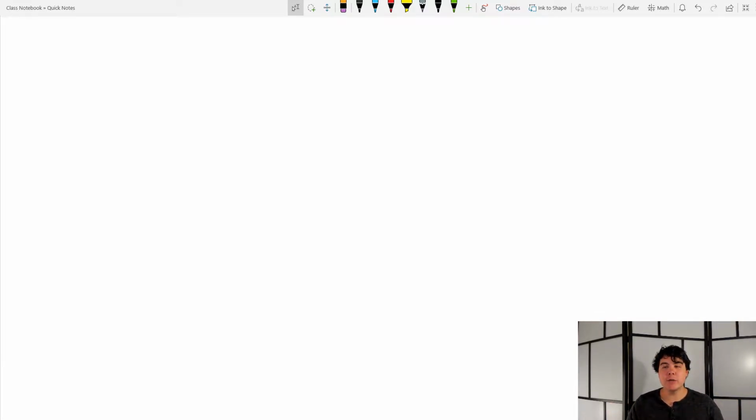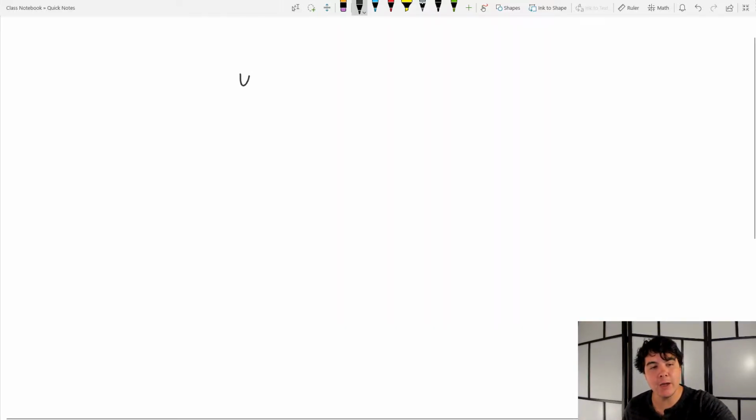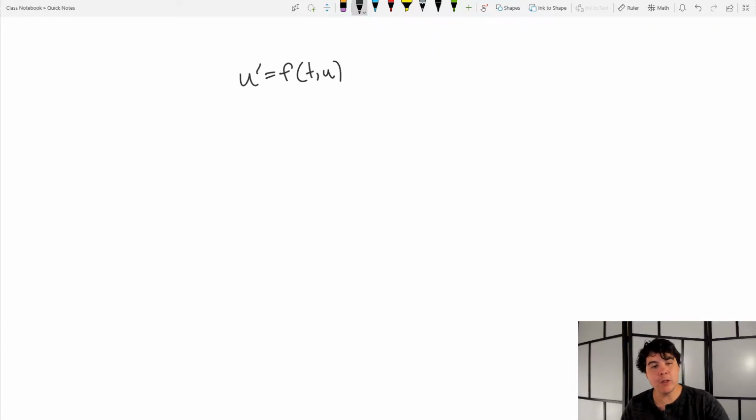So the most basic numerical method for solving an ODE, where we write an ODE as u prime equals f of t, u, is the Euler method. And the way we get the Euler method is just that delta u over delta t, another way of writing u prime, equals f of t sub n, u sub n, where we're at a specific time point t sub n.